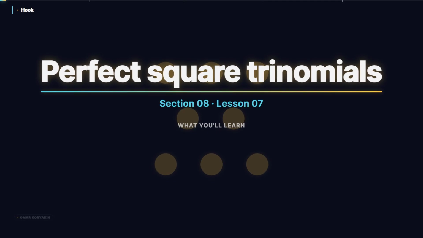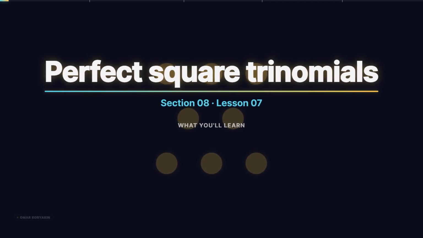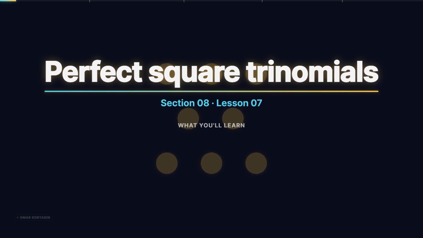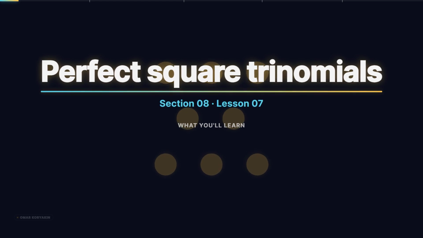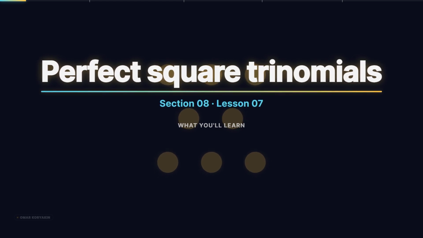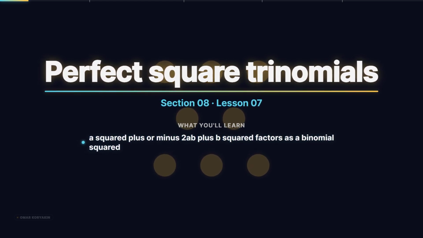Welcome to Section 8, Lesson 7. The perfect square trinomial is the cleanest of the trinomial factoring patterns. When a trinomial is the result of squaring a binomial, you can recognize it on sight and factor it back into that binomial squared in a single line.